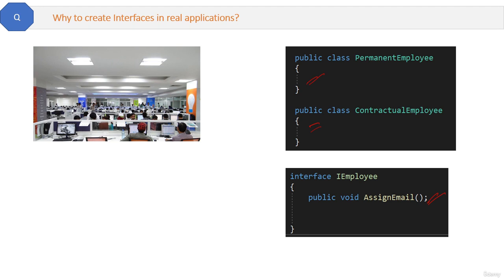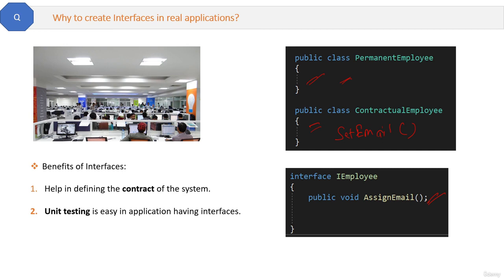Otherwise, you will create assign email in permanent employee and some other developer will create set email or some other method name in contractual employee. Maybe both the methods are doing the same thing, but since their names are different, they are different methods. Therefore, they will create inconsistency, right? So here are some benefits of interfaces. Interfaces help in defining the contract of the system and maintain consistency. Second benefit is unit testing. It is easy for applications to do unit tests if they have interfaces. Then interfaces are used for implementing dependency injection in .NET Core.